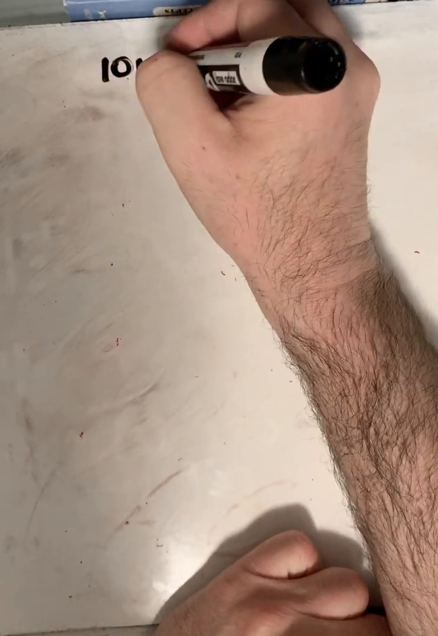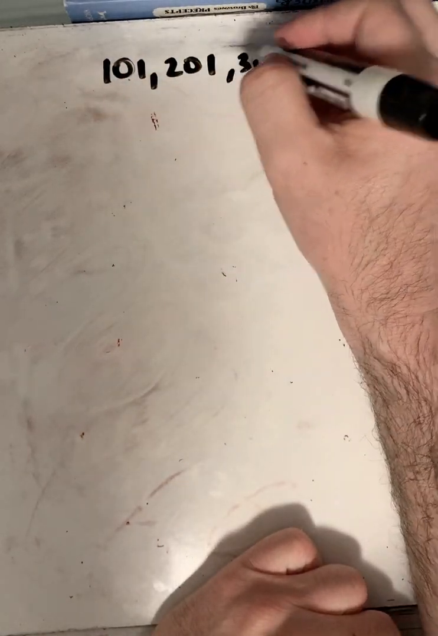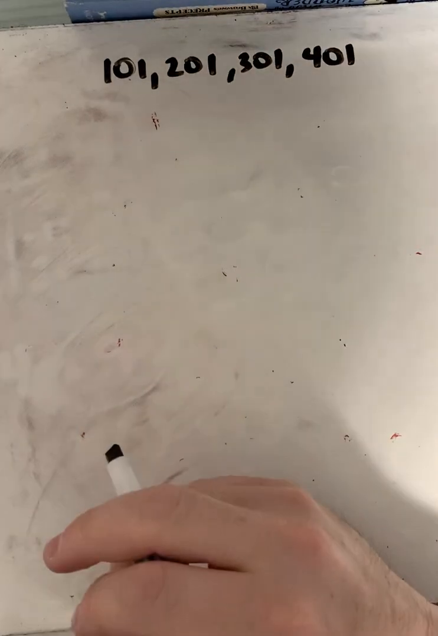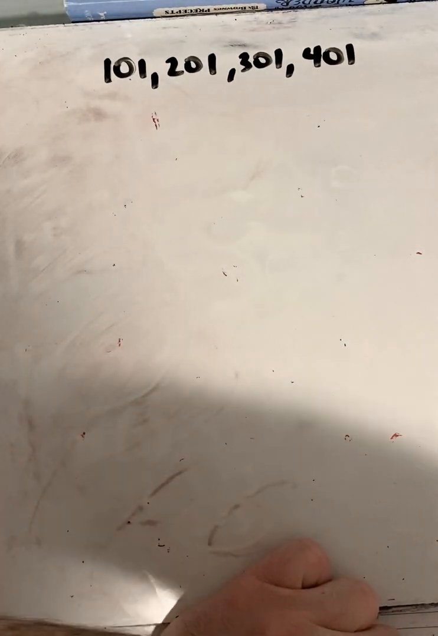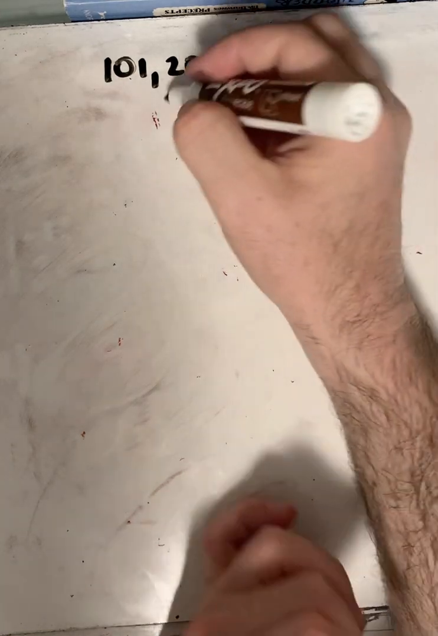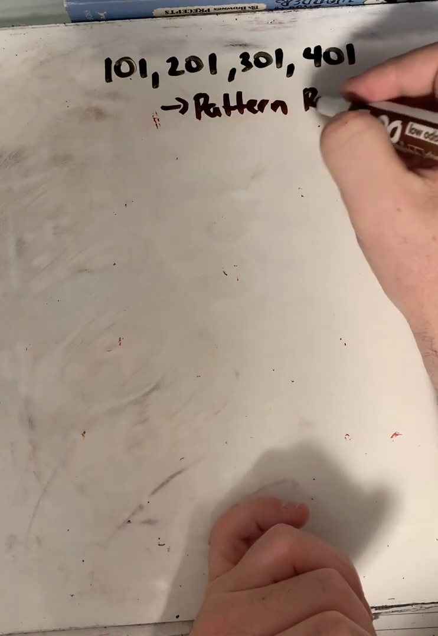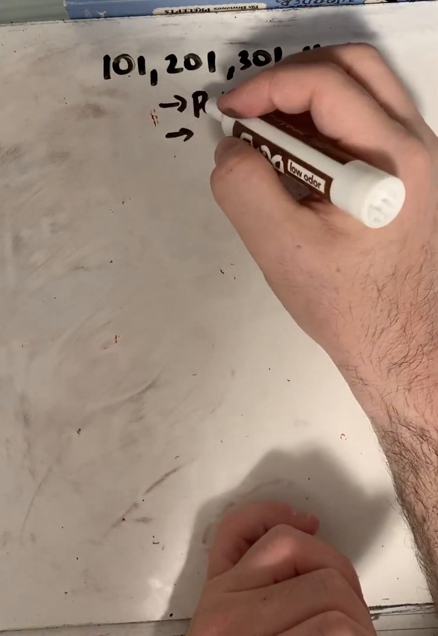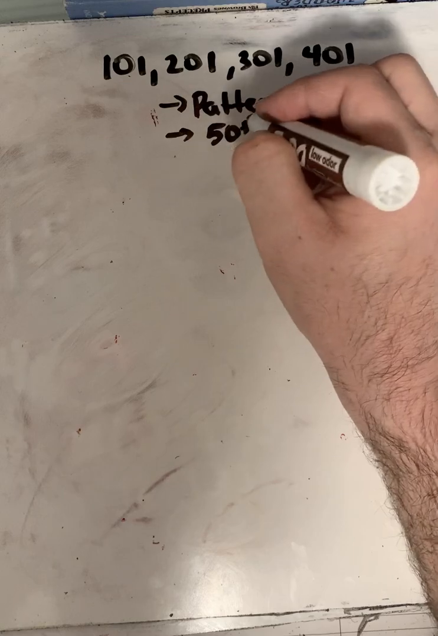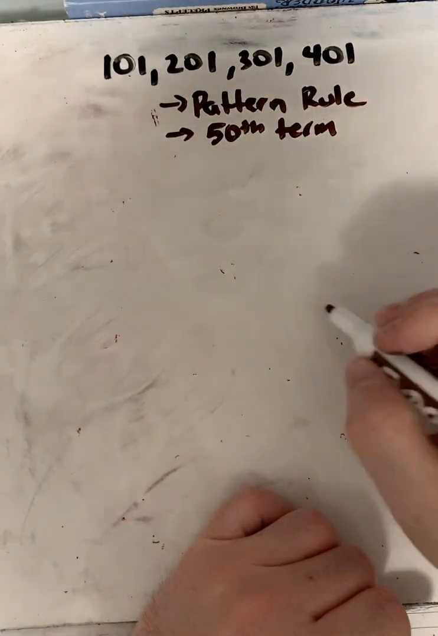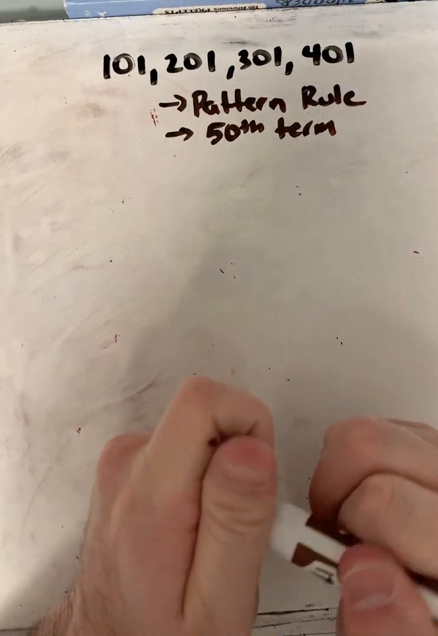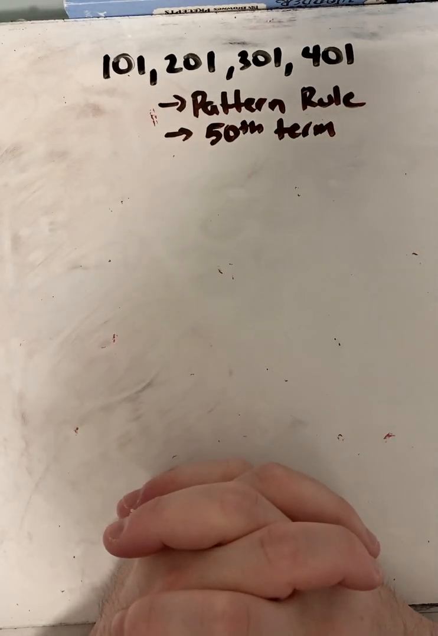Let's do another grade 8 one, and this one I'm going to get you guys to try on your own. Here's the pattern I'd like you to attempt: 101, 201, 301, 401. I want you to tell me what the pattern rule is, so the nth term, and what the 50th term would be in this pattern. Okay, so pause and go try to figure it out.